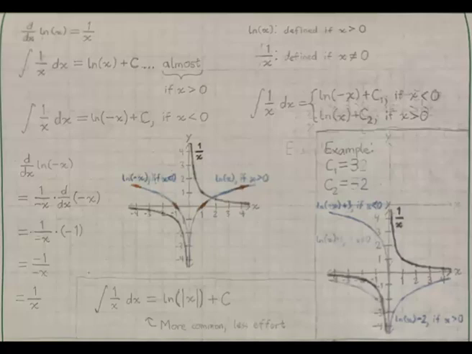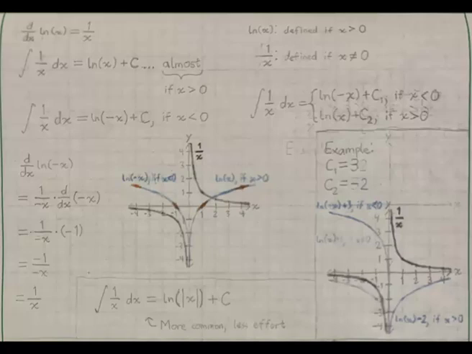Well, almost. ln of x only allows positive values of x, but 1 over x is defined for all non-zero values of x, including negative values. To fix this, we can say that if x is less than 0, then the antiderivative is ln of negative x plus some constant. Because we're negating some value of x that is itself negative, the result is a positive number inside of the natural logarithm. You can verify that taking the derivative still gives you 1 over x.